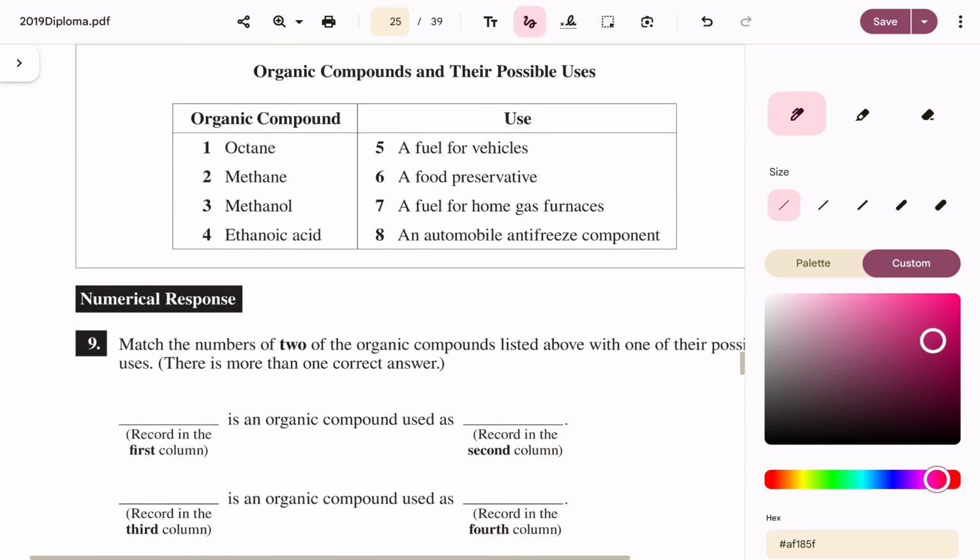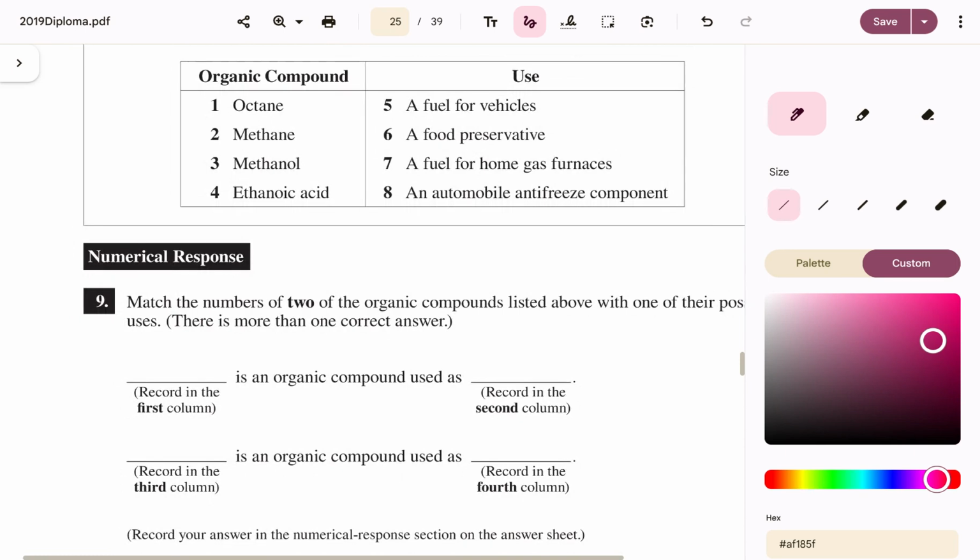Number 9. So this one, again, I do recognize it from a different video, but here it's nice because as long as you understand what a few compounds do, you could figure this out, because depending on what you choose makes you right. So for instance, I can remember that octane is a vehicle for fuel, fuel for vehicles. So that would be 1 and 5. So you're just using a combination of what you would know to be right. Another one I know is about methanol. Methanol is number 3, and it is used as an antifreeze.